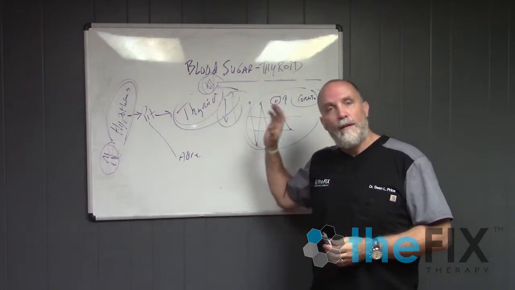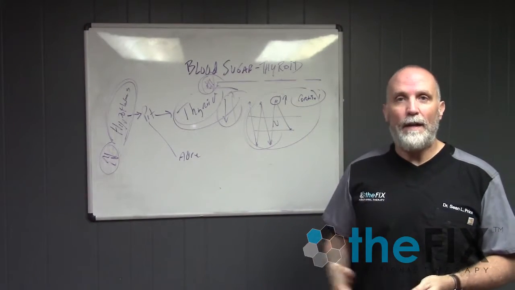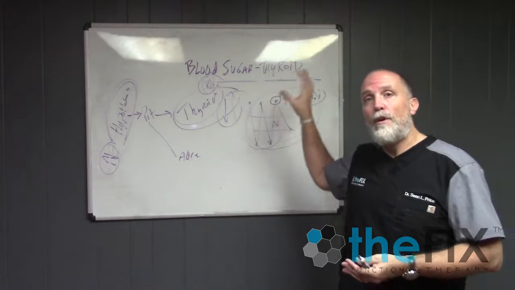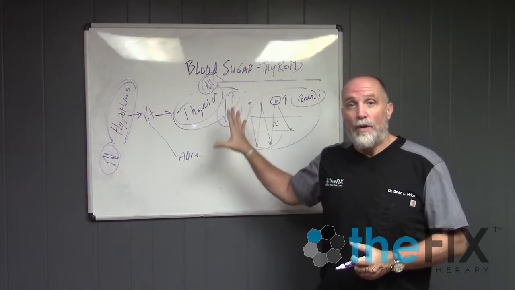So blood sugar has a major effect on the thyroid, just like it does on the adrenals and the brain and the gut. Again, this is a deal breaker. You've got to stabilize blood sugar, you've got to get it regulated, or you're going to have problems.